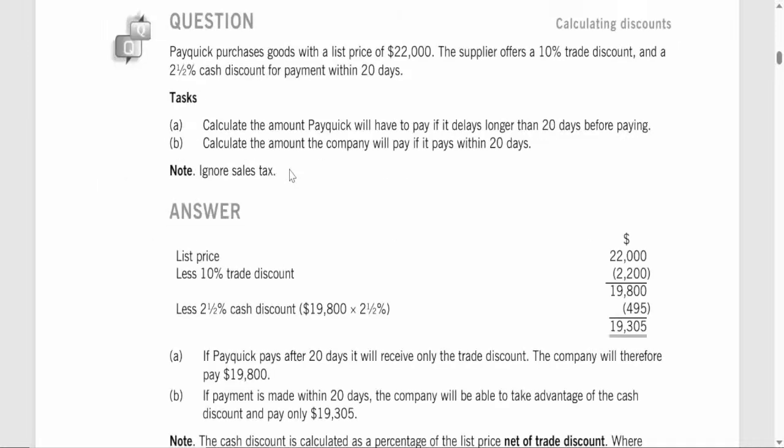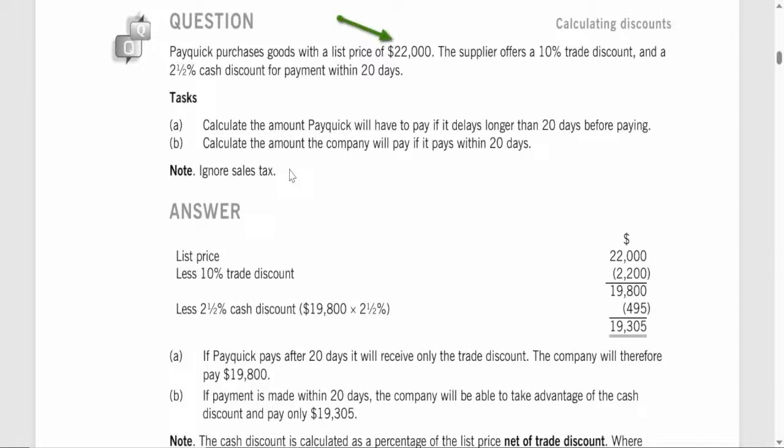Analysis of the question. The question is about calculating the total amount PayQuick, a company, needs to pay for goods after applying two types of discounts, a trade discount and a cash discount. Here's what we know from the question. 1. List price. The original price of the goods is $22,000.